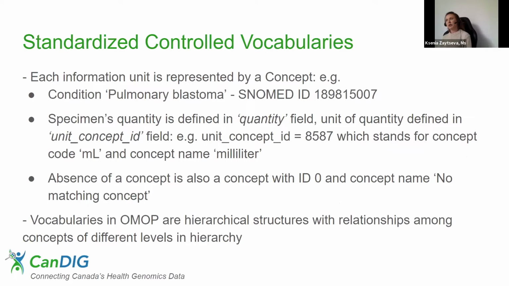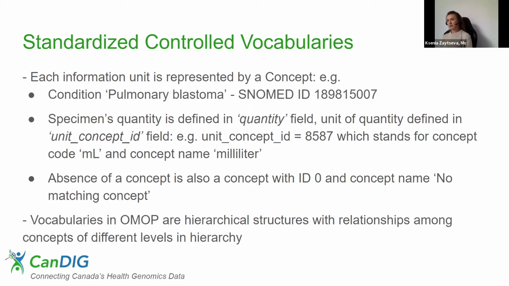Another important part of the OMOP data model is the usage of control vocabularies. In the OMOP data model, each information unit is presented by a concept. And I have here a few examples of how it looks. The basic example is to record a condition, for example, a disease, with the SNOMED concept and use the SNOMED concept ID. But besides recording diseases or symptoms with concepts, basically anything can be described with a concept ID.